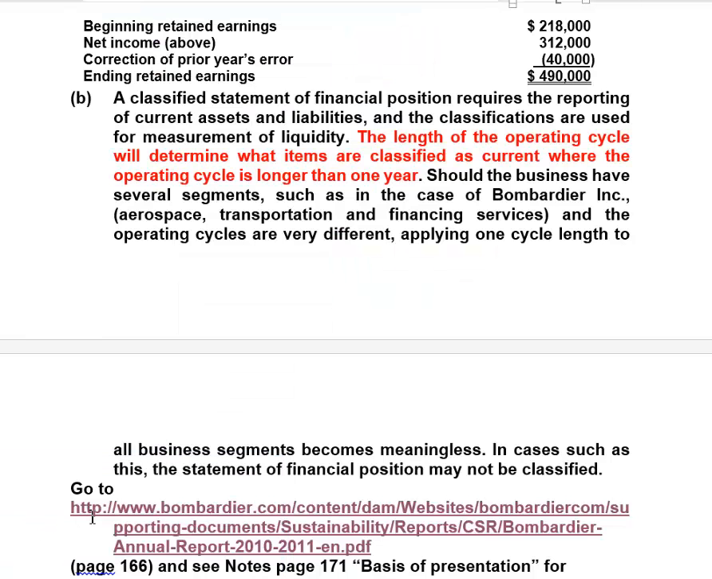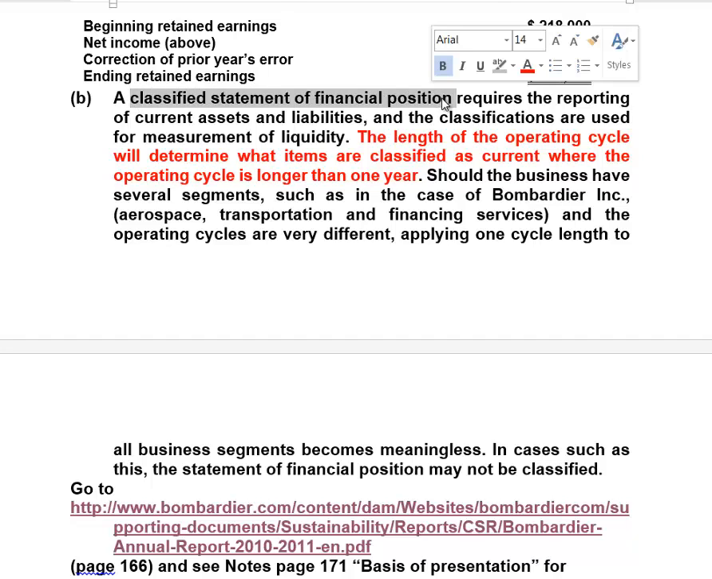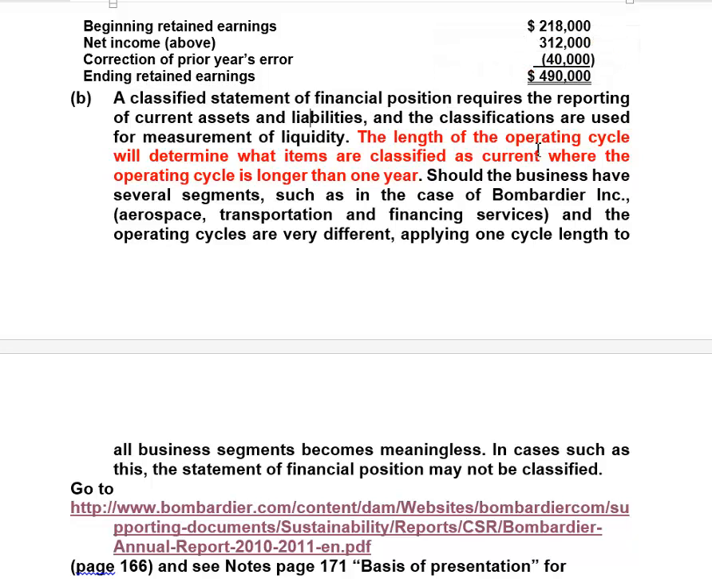So if we go back to the question, it says when we're classifying a statement of financial position, meaning separating current from non-current ones, that's because we know what our operating cycle is. Our operating cycle is the same for all of our different businesses. But what if our operating cycle for some businesses is different from the others? That's when our balance sheet or statement of financial position would be unclassified.